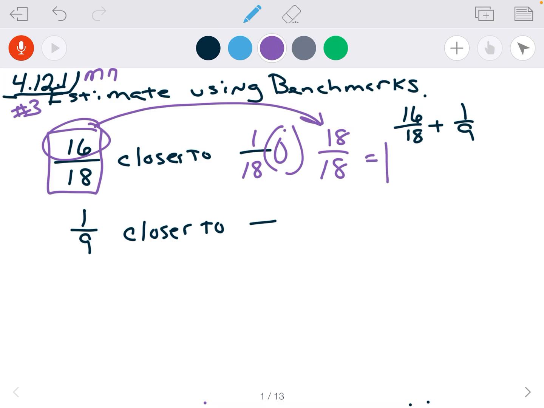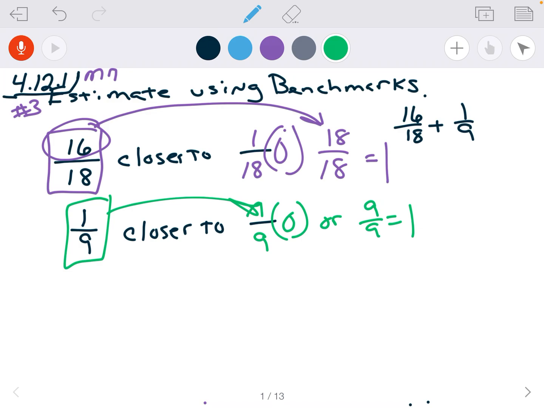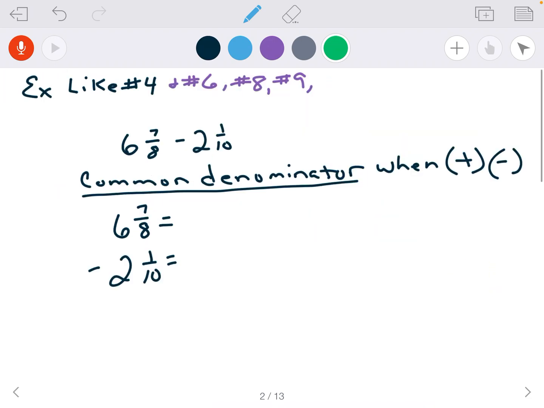Then I would do the same thing for the number 1/9. Is 1/9 closer to 0/9, which would be 0, or is it closer to 9/9, which would be 1? I can see that it is closer to 0, so this would represent 0. So 1, in this case I'm adding, plus 0 would equal 1. There are several examples like this, so this one example will help you with more than these numbers, but these are the numbers I found.